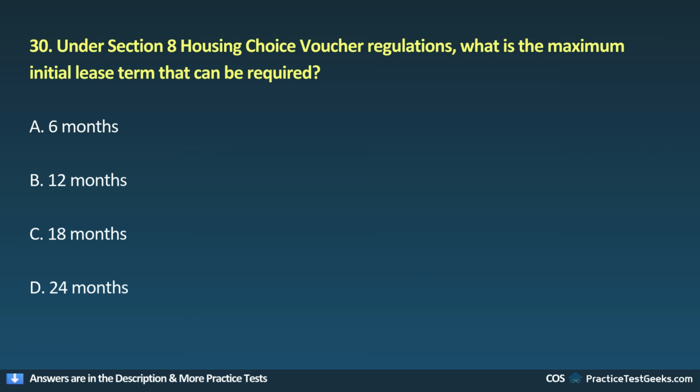30. Under Section 8 Housing Choice Voucher Regulations, what is the maximum initial lease term that can be required? A. 6 months. B. 12 months. C. 18 months. D. 24 months.